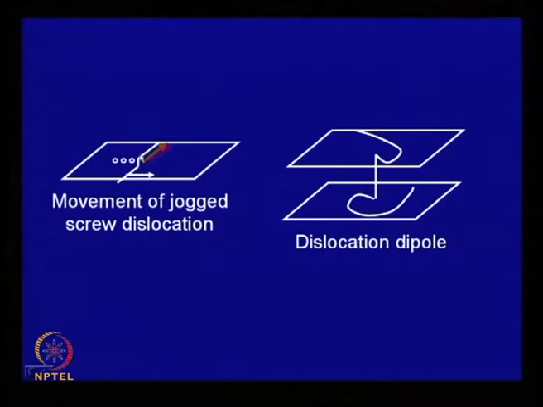If the length of the jog is very large, then the two ends of the dislocation are rather free to move, which is shown here. In that case, it forms a dislocation dipole. This is one way of increasing the dislocation length. Look at how substantially the dislocation length has been increased through this movement. We will see shortly that increasing the length of the dislocation also means that the strength goes up, which will lead to strain hardening.